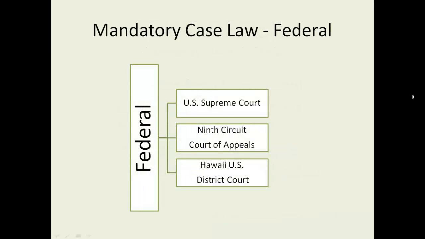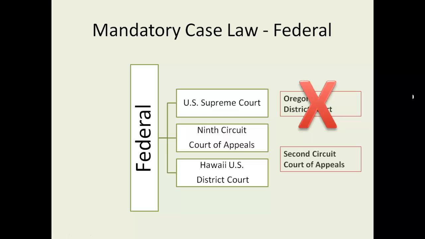So, for example, the case law from the U.S. District Court for Oregon is not binding on the U.S. District Court of Hawaii because it is out of the court's chain of authority. None of the U.S. District Court opinions are binding on the courts of appeal for their district, though the courts of appeals decisions are binding on all of the U.S. District Courts within their circuit. For example, the Ninth Circuit Court of Appeals decisions are binding on the Hawaii U.S. District Court.